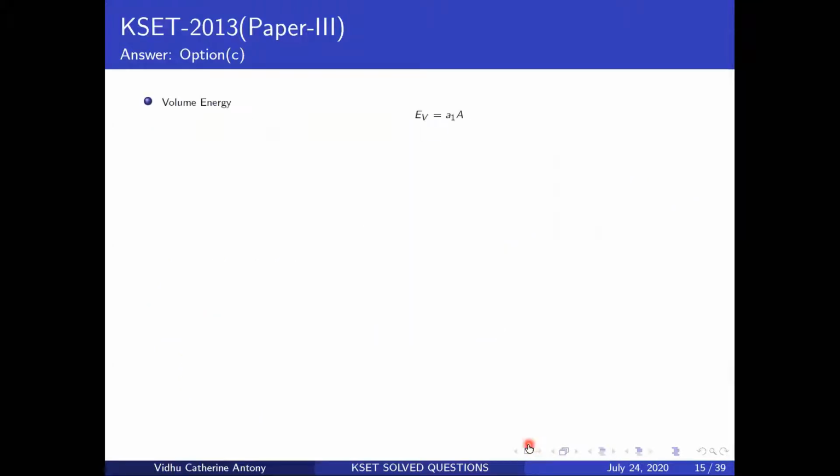Let's look at the first term, the volume energy. Here you have EV, the energy correction due to the volume, equal to A1 A. These are coefficients; you end up having several coefficients, A1, A2, A3, and so on. Then this is the surface energy: ES equals A2 A to the power of 2/3. So now you know what the answer is. You equate the surface energy with the volume term and calculate what this entire thing is.